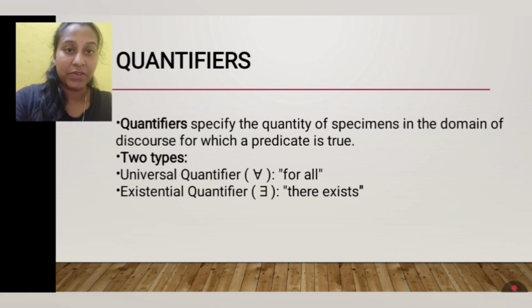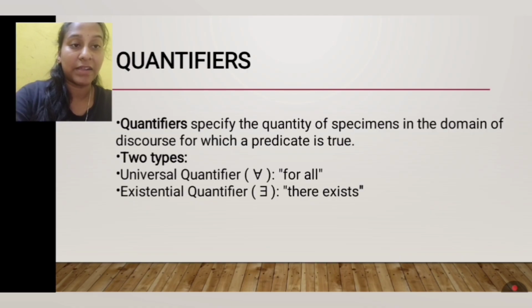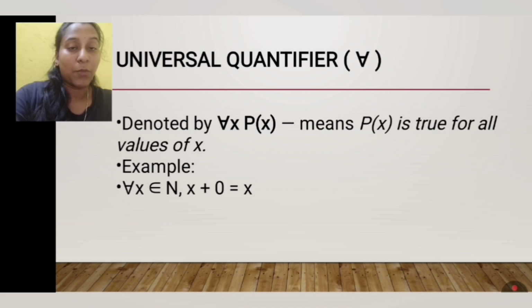Then here comes quantifiers. Quantifiers specify the quantity of specimens in the domain of discourse for which a predicate is true. There are two types of quantifiers, that is the universal quantifier and the existential quantifier. Universal quantifier means we take for all. Existential quantifier means we are taking there exists, which is some. Then let us come across into the universal quantifier, which is denoted by for all x, P of x, meaning P of x is true for all the values of x. For example, x belongs to N, where x plus 0 equals x, which holds for all the natural numbers.